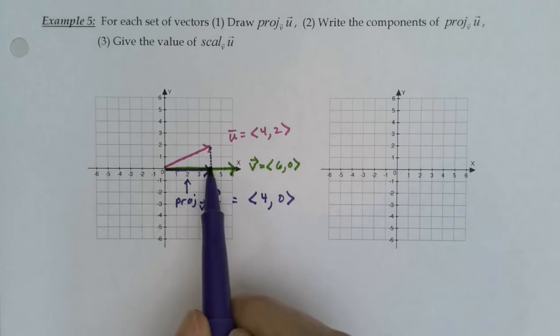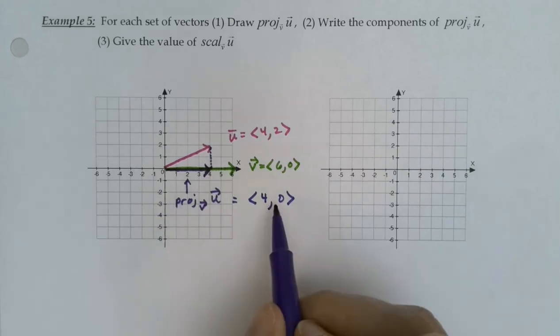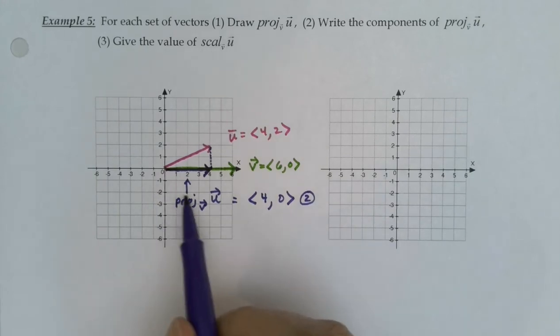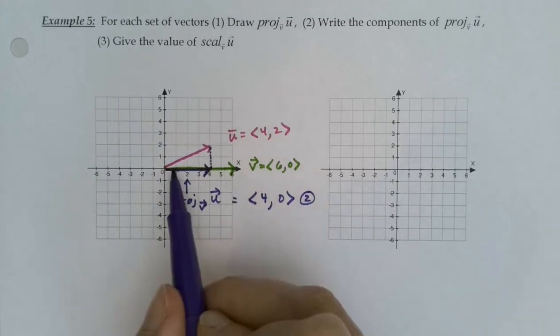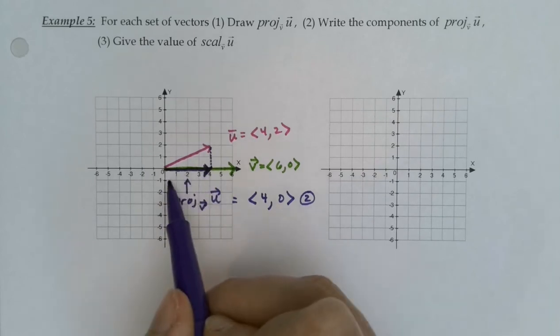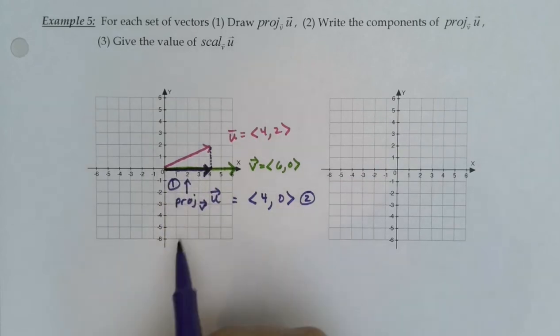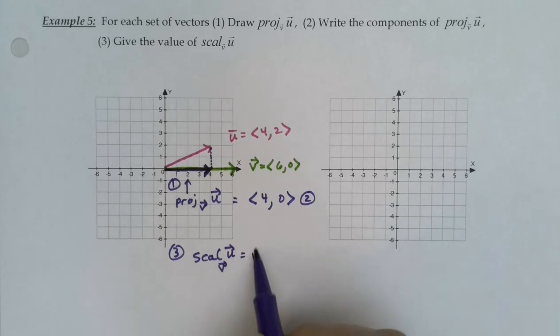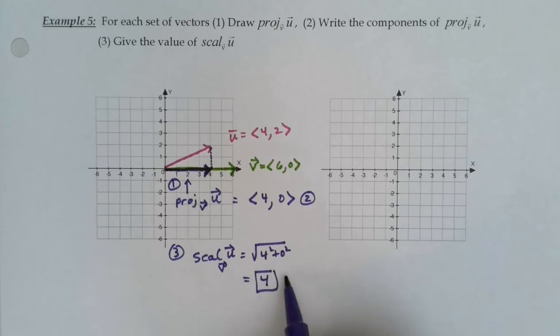So I've drawn the picture. Right, there's part 1. I wrote the components. There's part 2, and then I need the scalar of that. So I just want to make a little note. There's part 1, there's part 2. For part 3, I need the scalar. So the scalar of u onto v would be equal to the magnitude of that. So that's the square root of 4 squared plus 0 squared, which we all know is 4. So there we have it. There's part 3.